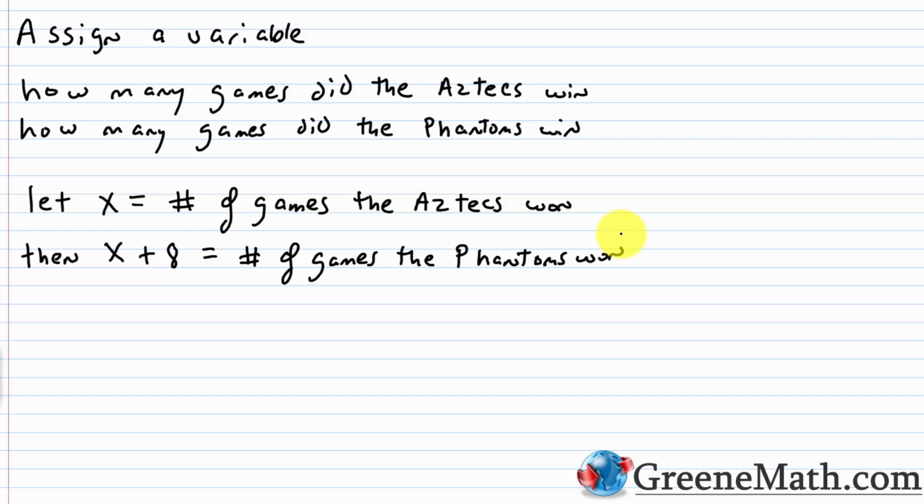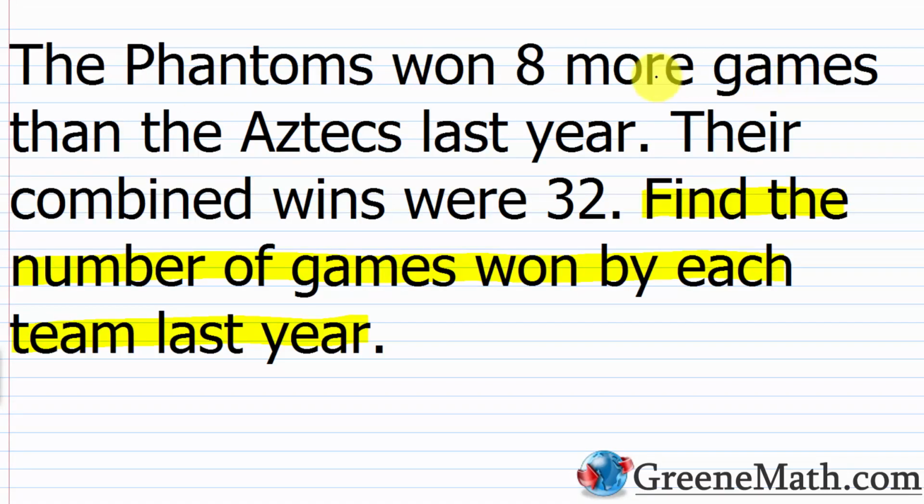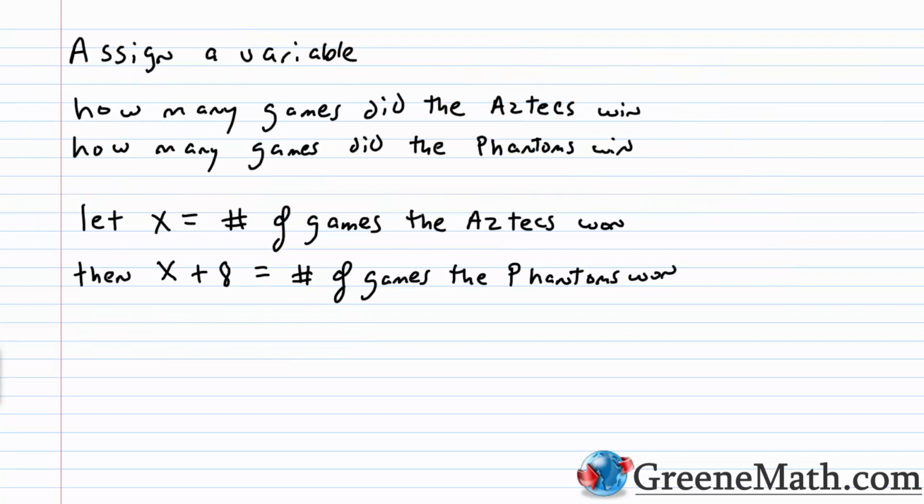Very, very simple. And I know at first it's a little confusing, but again, if you read back through the problem, it makes perfect sense. So let's go back up there. So the Phantoms won 8 more games than the Aztecs last year. Okay, 8 more. Their combined wins were 32. Find the number of games won by each team last year. So again, if I'm letting x be the number of games that the Aztecs won last year, well then x plus 8 will be the number of games that the Phantoms won. So now we have represented both of our unknowns in terms of this one variable x. So again, we let x equal the number of games the Aztecs won, and so then x plus 8 is the number of games the Phantoms won.